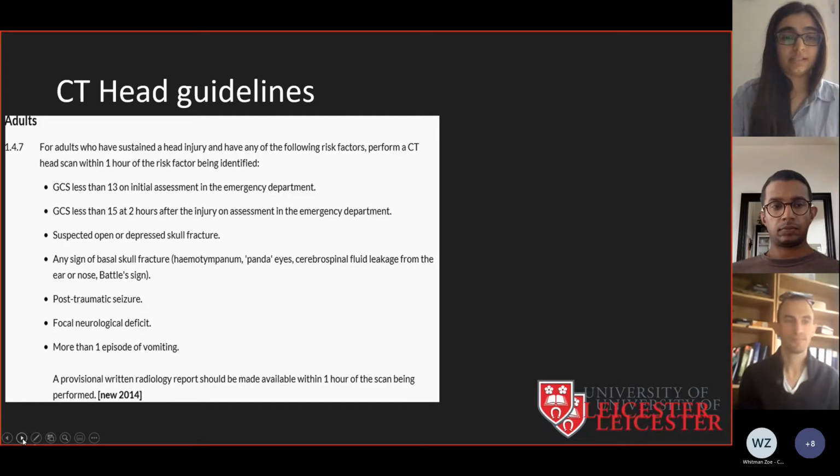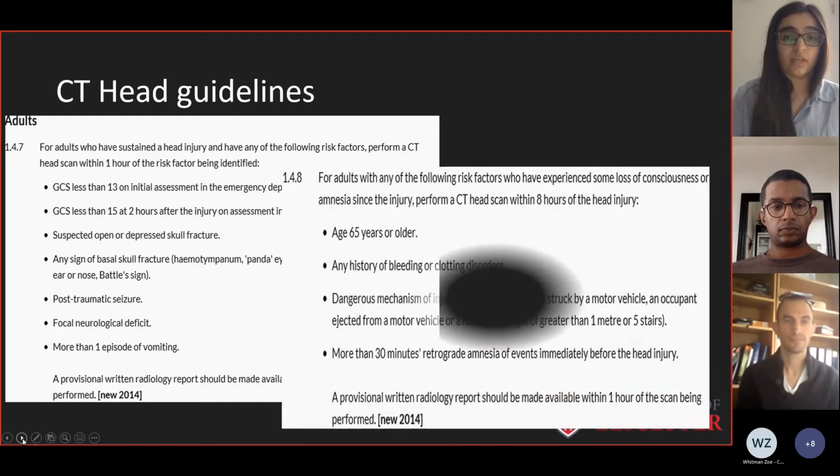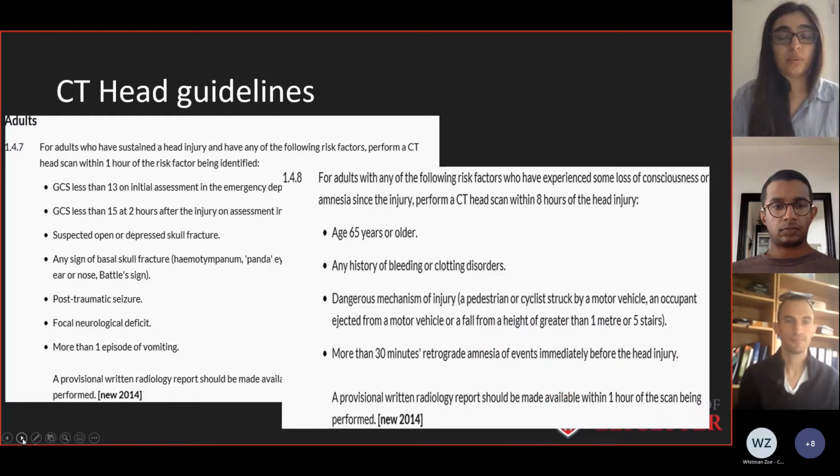Okay, so these are our NICE guidelines which we use in UHL as well. And you've got two sets of guidelines, one's for CT head within 1 hour and one's for CT head within 8 hours. And I'm pretty sure that you all have access to these and know these as well.